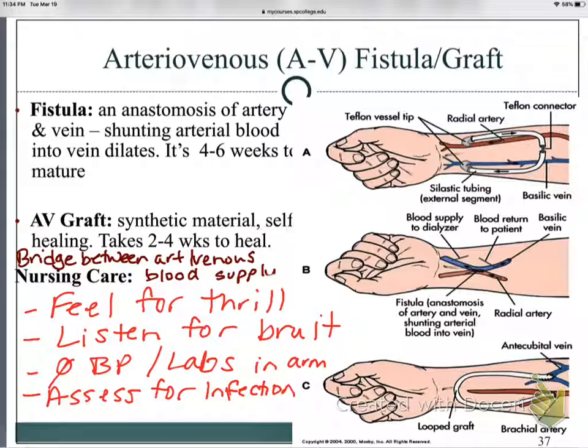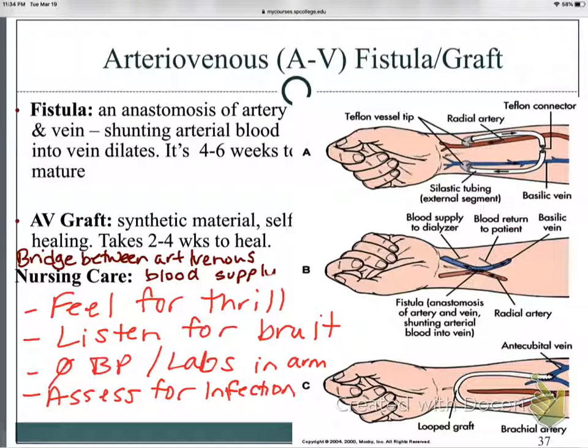So, complications. What do you think we would see with complications with anything synthetic? Infection, yeah, because it's a foreign body. Also, clots. Our platelets like to stick to them, right? So they're prone to thrombosis. That's why you're definitely going to listen for your bruit and your thrill, because these kinds can be very thrombogenic. And they're more prone to infection also, you're right.